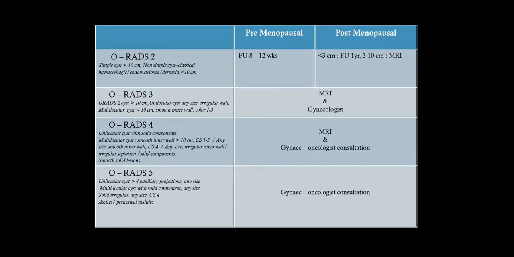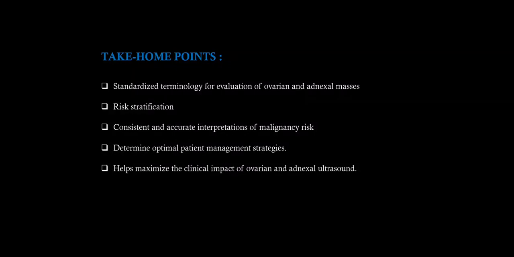consultation. O-RADS 5 was a lesion which was a unilocular cyst with greater than 4 papillary projections of any size, multilocular cyst with solid component of any size, solid irregular lesion of any size or of color scoring 4, or if there were any extra ovarian findings such as ascites or peritoneal nodules, all these would put it into O-RADS 5, and these patients needed a gynec onco consultation.